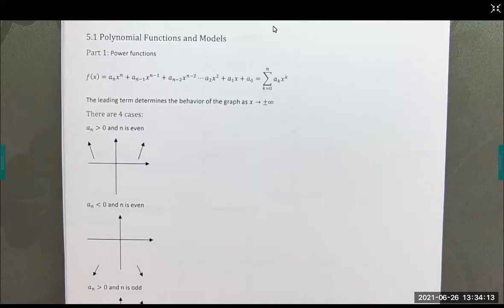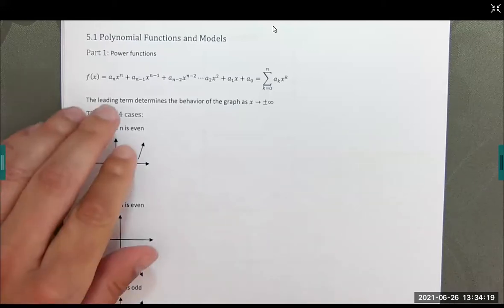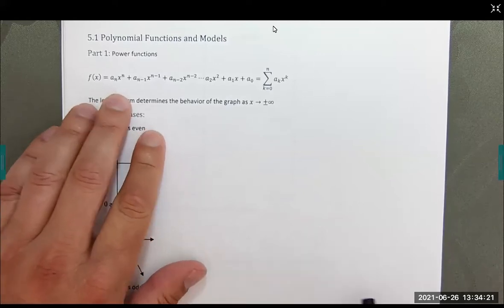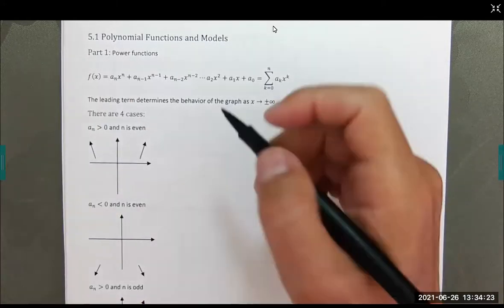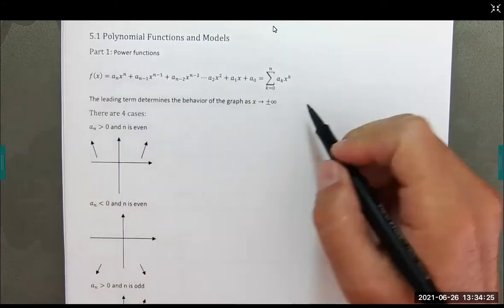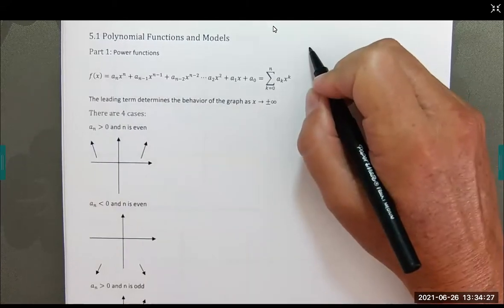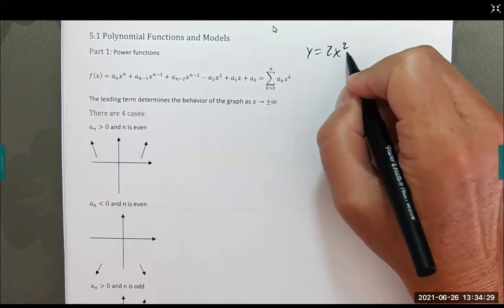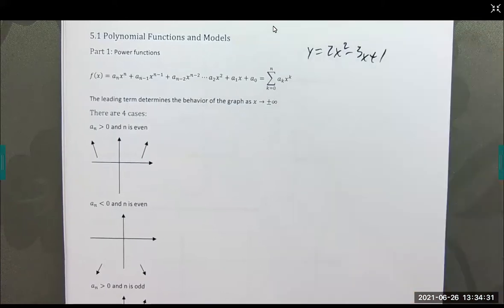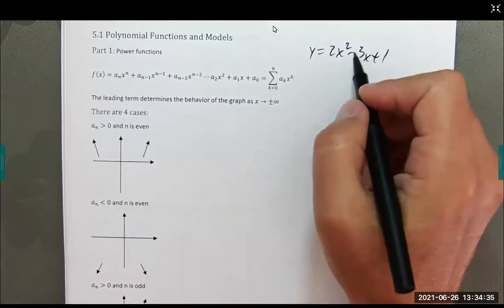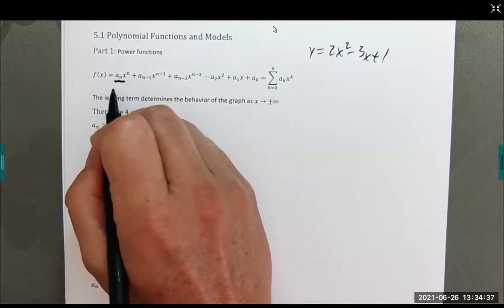Back, everybody. We are starting chapter 5, and we're going to talk a lot about polynomials. So what is a polynomial? Here are some examples. This is a generalized one, but something like y equals 2x squared minus 3x plus 1 would be a polynomial. We would call this a second degree polynomial. The degree is the largest exponent, so this is the degree.